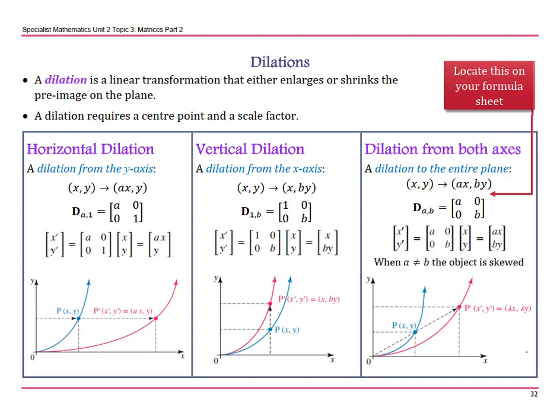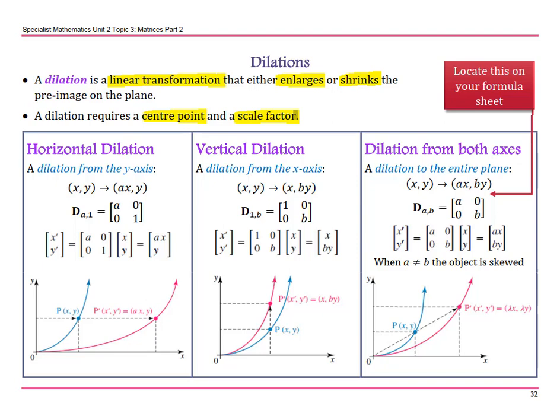This video goes through matrix dilations. Now, a dilation is a linear transformation that either enlarges or shrinks the pre-image on the plane. A dilation requires a center point and a scale factor. The center point is where it's dilating from, and the scale factor is how much it's dilating by.